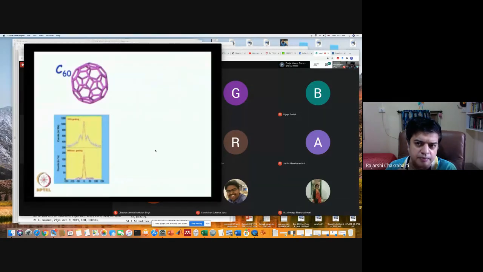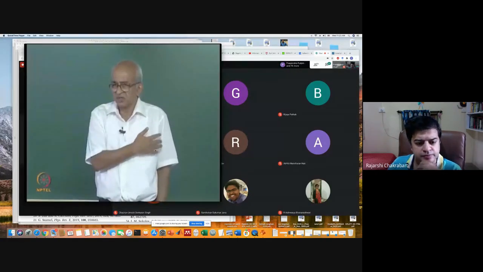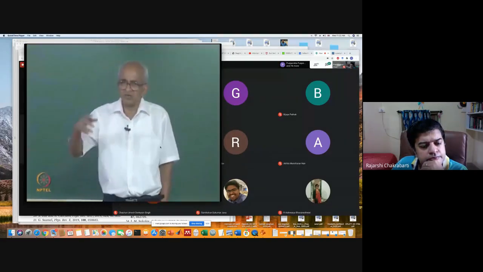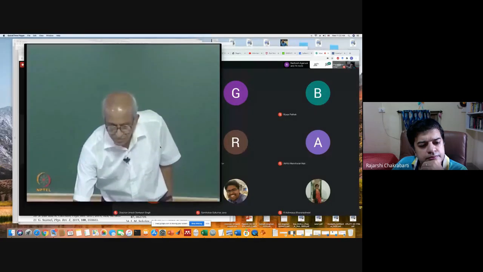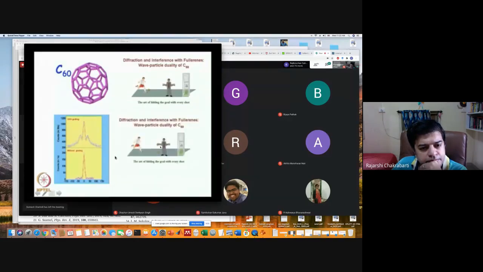And this is obtained using a beam of C60 molecules. He made a beam of monoenergetic C60 molecules, passed them through those slits, and then observed this interference pattern, showing that even a C60 molecule has a wave associated with it. Okay, these are pictures taken from his website. You should have a look at his website, whose address is given.